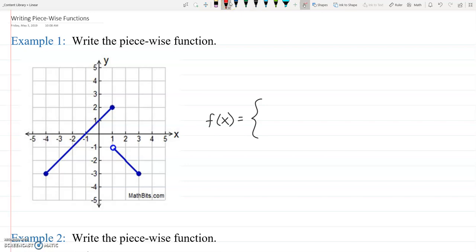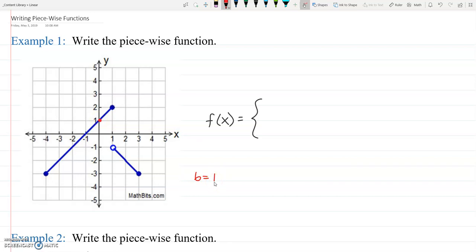Okay, I always go left to right, so I'm going to start with my line on the left. I'm going to start by finding my y-intercept. And it's super easy to find the y-intercept here because you can see it. It crosses the y-axis right there at 1. So on this one, my b equals 1.